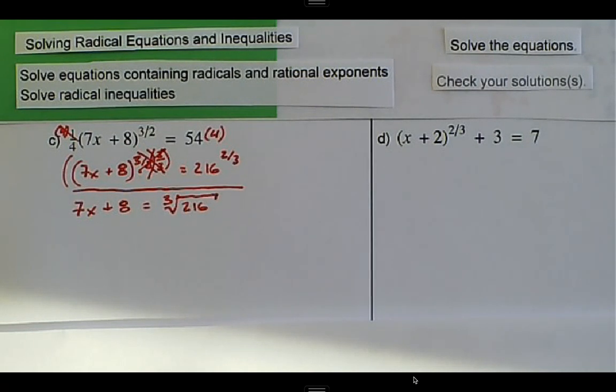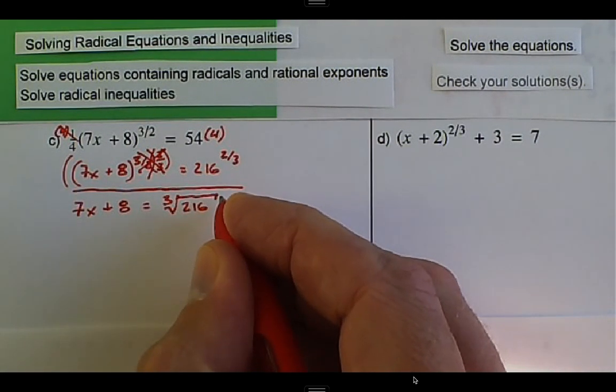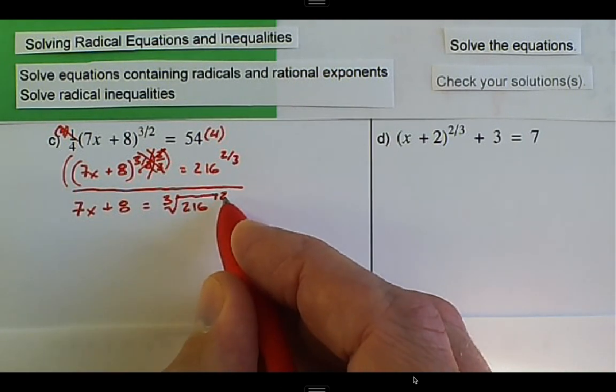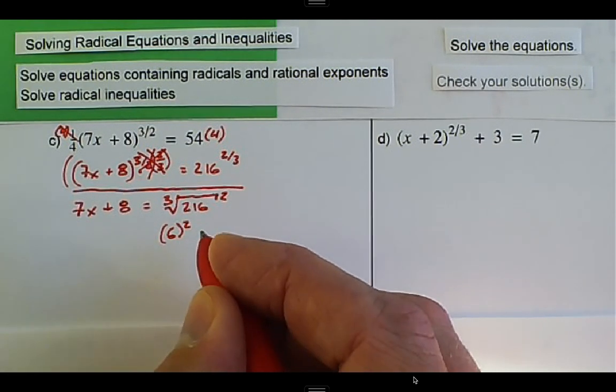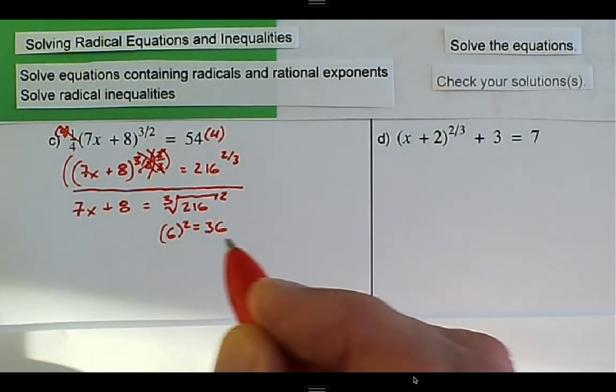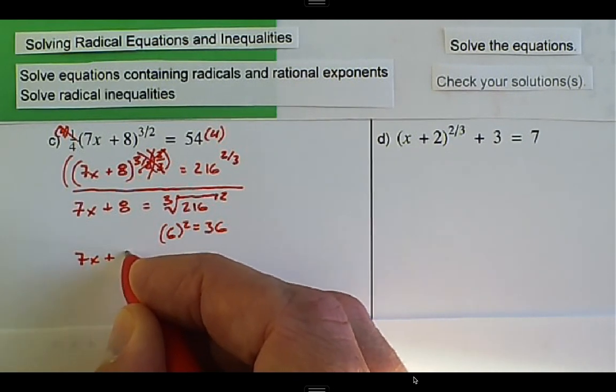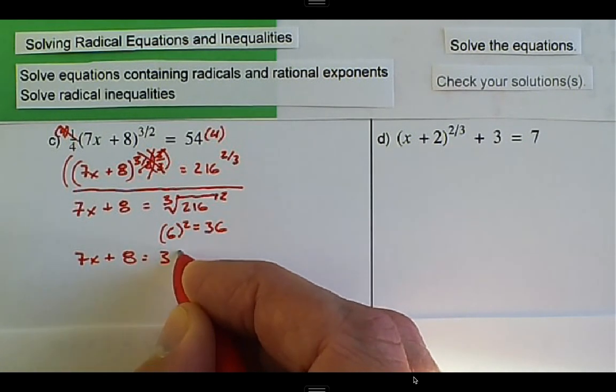And so what we can do is write out all the things that multiply together to get us to the cube root of 216, which is 6. And we have to have our square there, so we have 6 squared, which is equal to 36. So we have 7x plus 8, which is equal to 36.